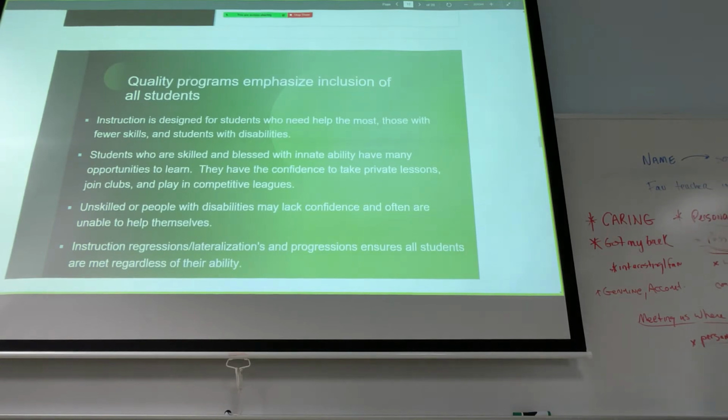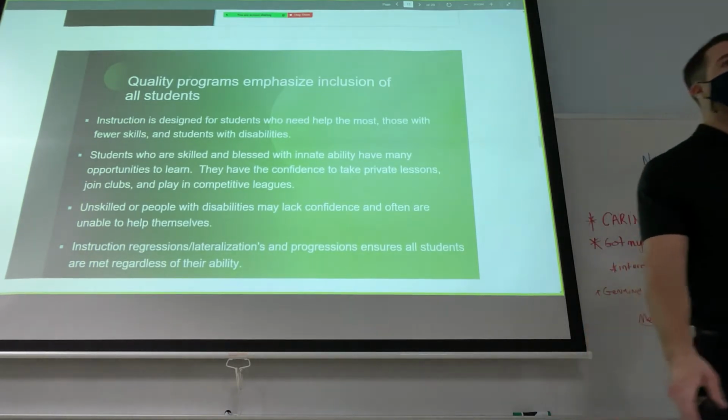Whereas maybe students with disabilities or people with differences might not have opportunities to be in a rec league because they have a shoulder or hip issue. So maybe that's why they go to these fitness classes, because they can't play recreational sports, or maybe they've never played recreational sports and they're looking for training that is inclusive. Unskilled or people with disabilities may lack confidence and are often unable to help themselves.